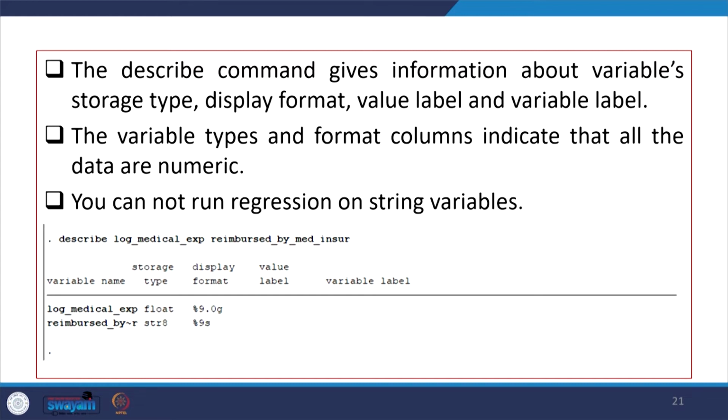The variable type and format columns indicate whether all the data are numeric or not, since we haven't destrung it, but at this moment it is not required for you to destring. Even if the data is in string, the describe table will give you a result, but in the case of summary it is not going to give you. We are just coming to it.